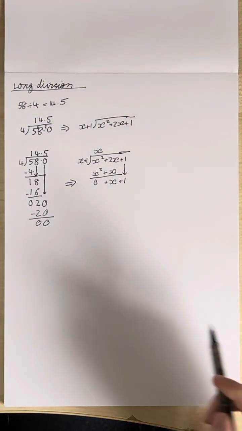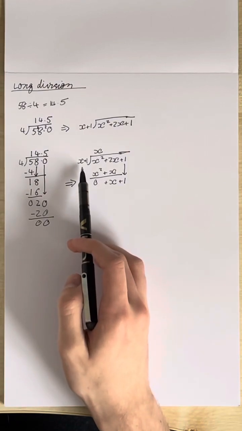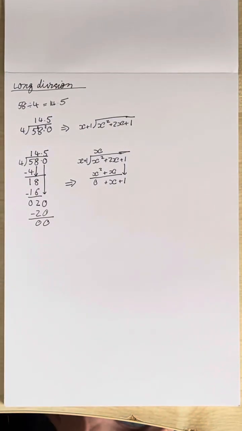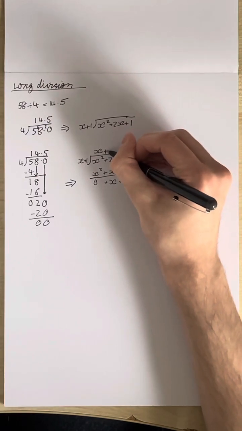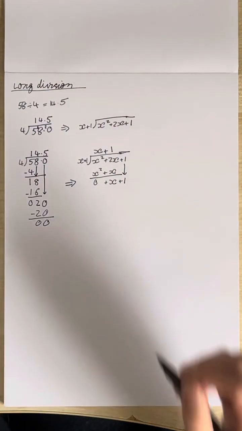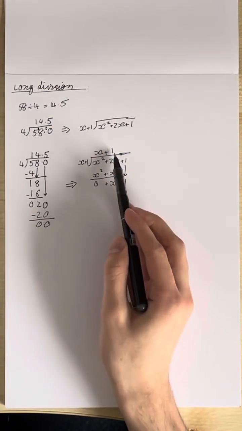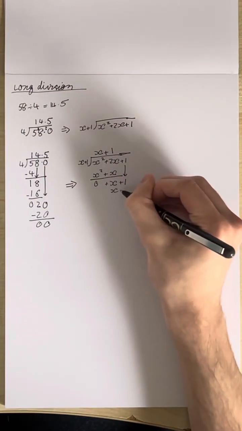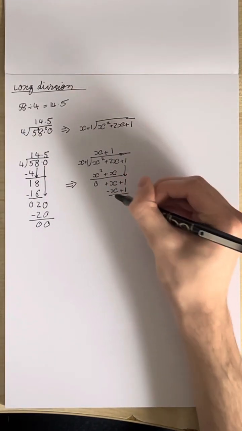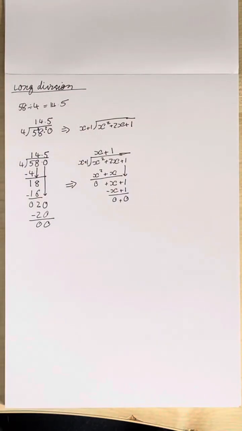And then we say, what do we have to multiply x plus 1 by to get x as our leading coefficient? And that's just plus 1. And so then we multiply this x plus 1 by this 1 to get x plus 1, subtract them, and we get 0 plus 0. So now the process is complete.